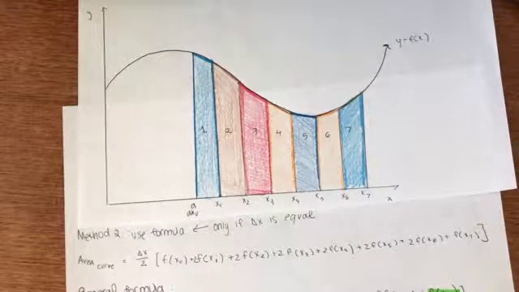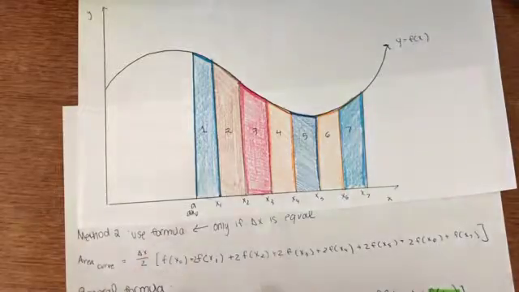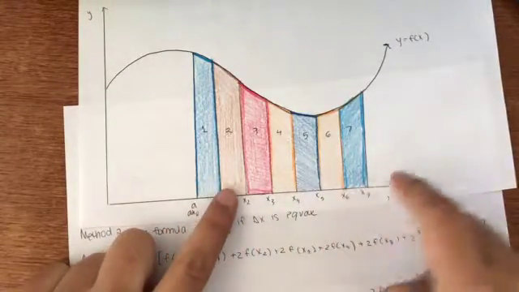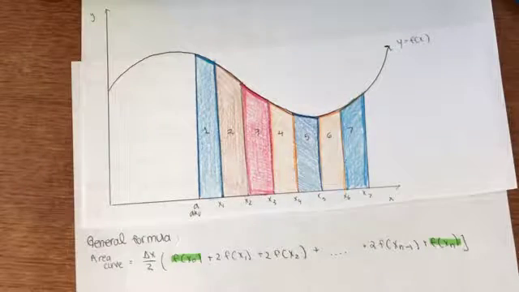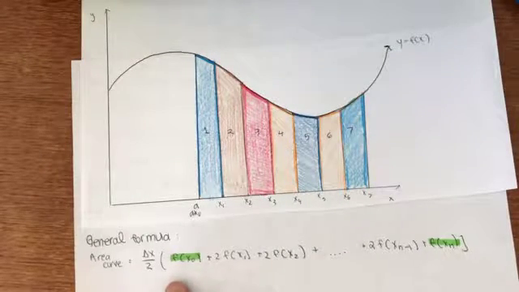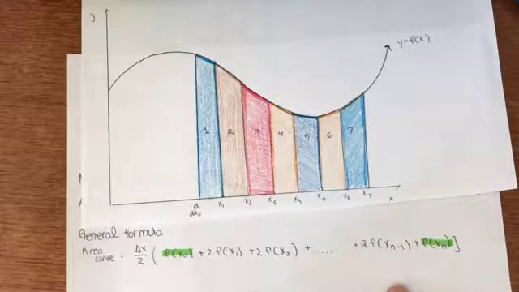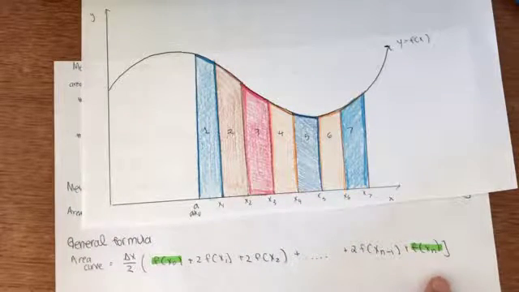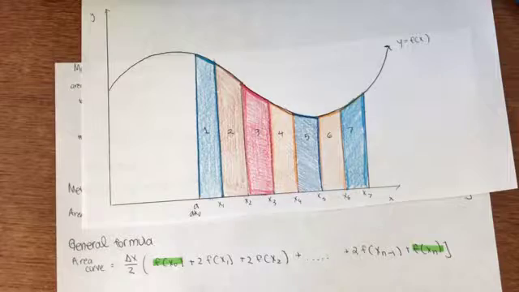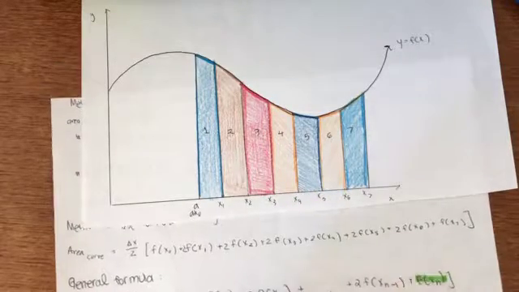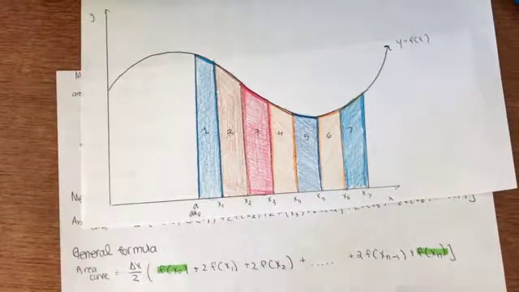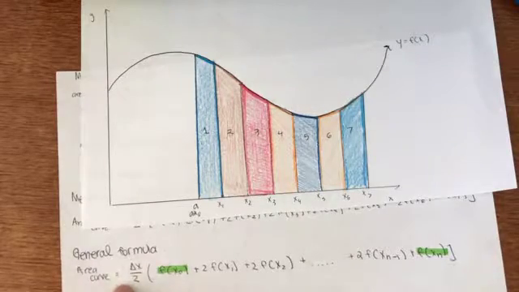The second method can only be used if delta x is equal, and the height of the trapezoids does not change. The general formula for this method is f of x sub 0 plus 2f of x sub 1 plus 2f of x sub 2 all the way to 2 times f of x sub n minus 1 plus f of x sub n. It is important to note that the first term and the last term are not multiplied by 2. This whole thing is then multiplied by delta x divided by 2.